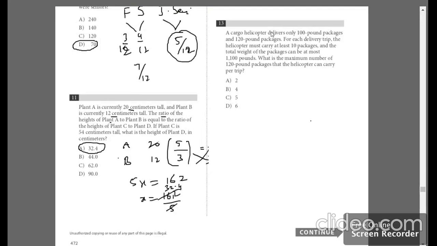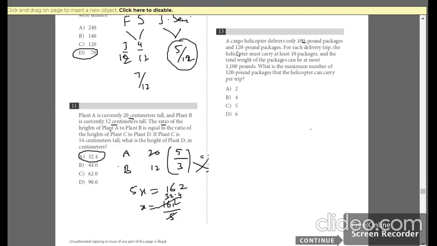Question number 13. A cargo helicopter delivers only 100 pounds and 120 pounds. So this is what we have to keep in mind. For each delivery trip, the helicopter must carry at least, so it is an inequality question, an optimization question. So at least, let's just call the 100 pounds packages X and the 120 pounds packages Y.